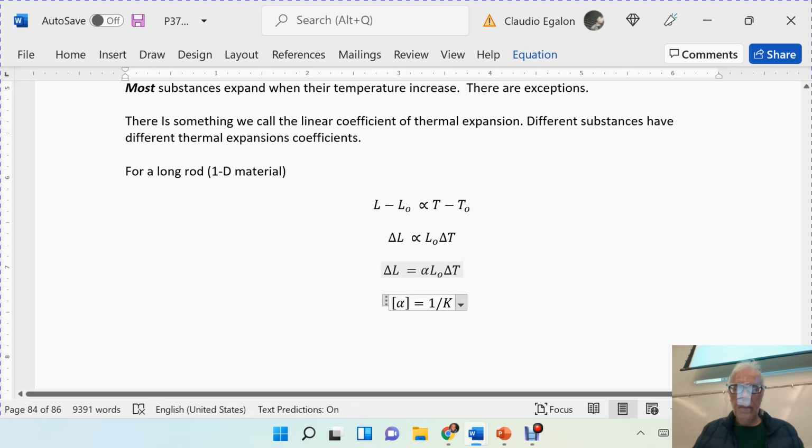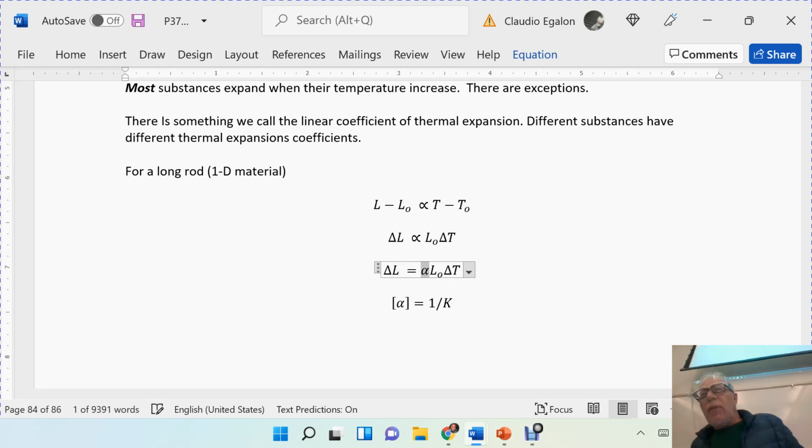This one has units of meter. This one has units of meter. This one has units of temperature. Consequently, the coefficient of thermal expansion has units of inverse of temperature.